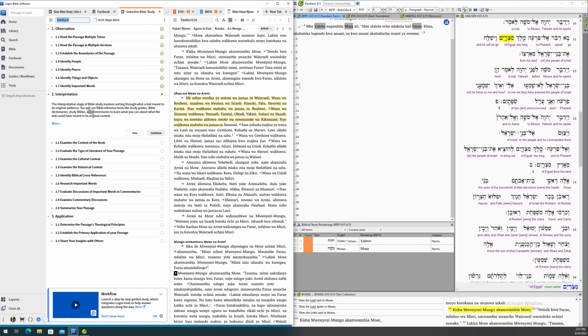Interpretation stage involved in sorting through what a text meant to the original audience. You'll use Bible reference tools like study guides, Bible dictionaries, study Bibles, or commentaries to learn what you can about what the text could have meant in its original context.